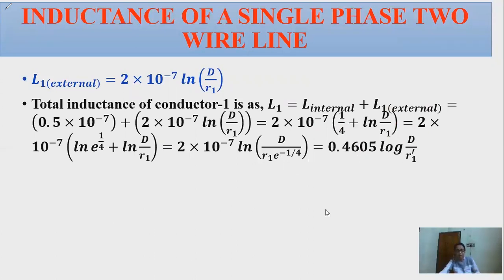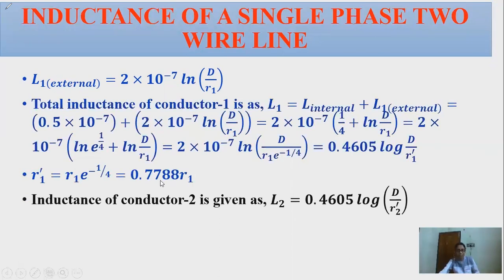That is 0.4605 log D by R1 dash, where R1 dash is nothing but R1 into e to the power minus 1 by 4, which is smaller in value compared to the actual radius of the conductor, that is 0.7788 times R1. This radius R1 dash, which is smaller compared to the actual radius of the conductor, is called the fictitious radius of the conductor.